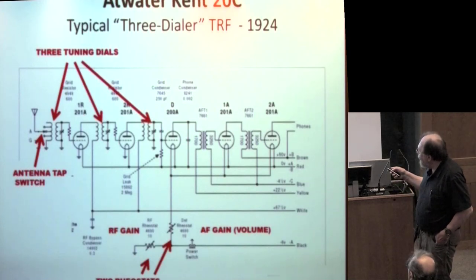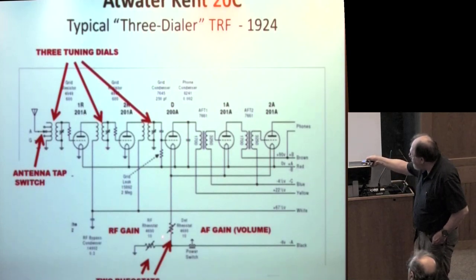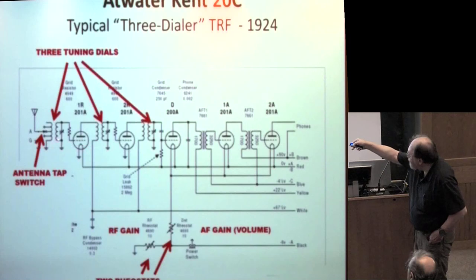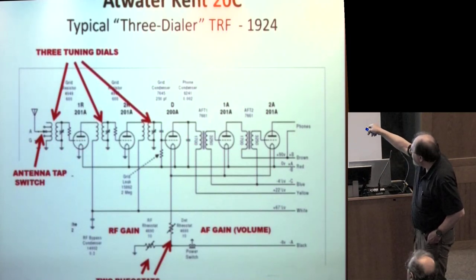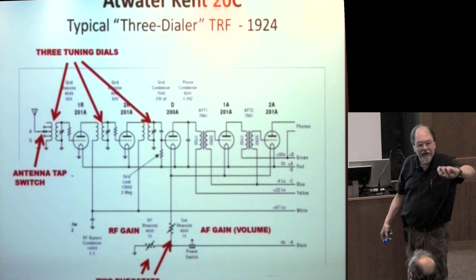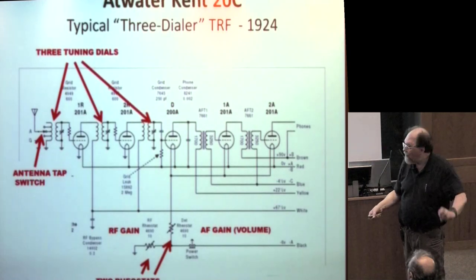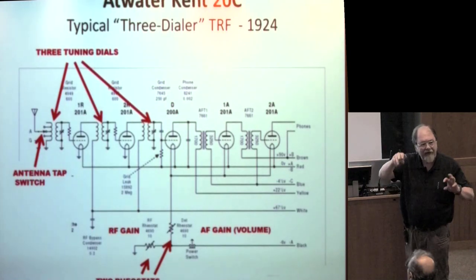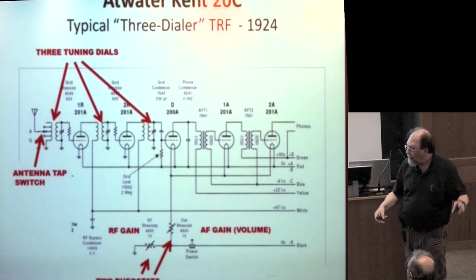And what they did here is there's two rheostats on this radio. One controls the filaments to the RF amp and the detector, and the other controls the filaments to the audio amplifier. So you, in essence, have a radio frequency gain and an audio frequency gain, and you end up having to balance these to make the radio work.